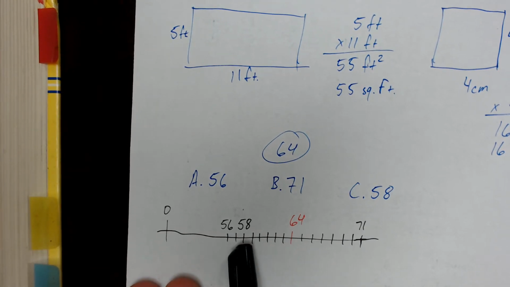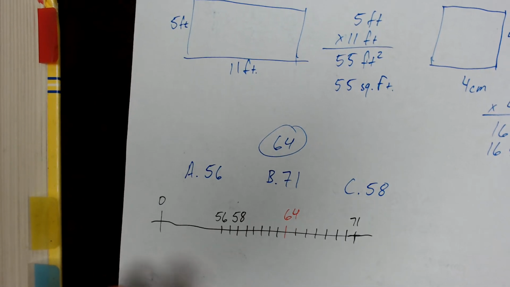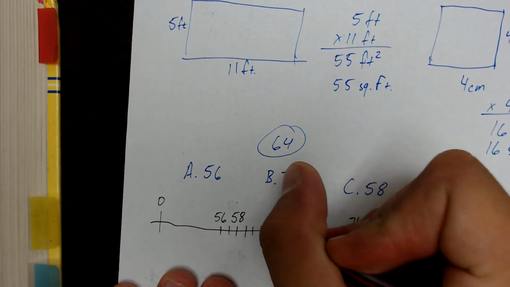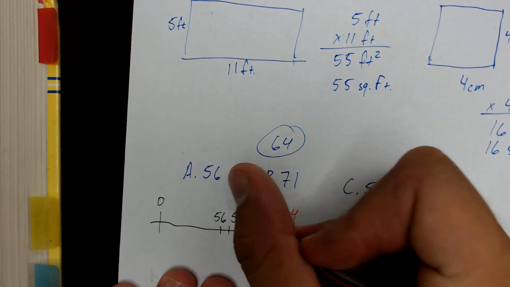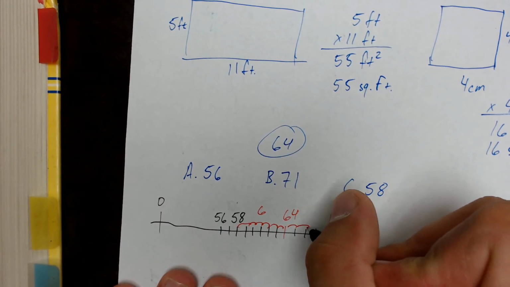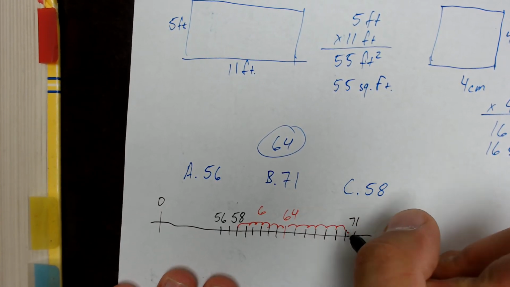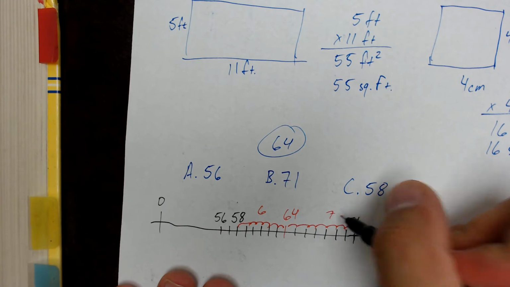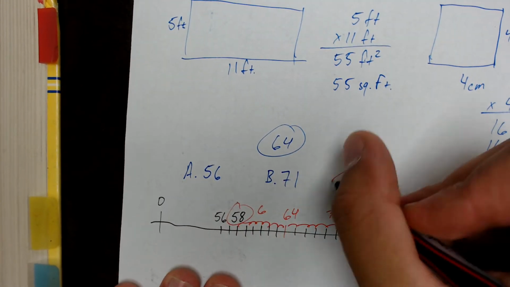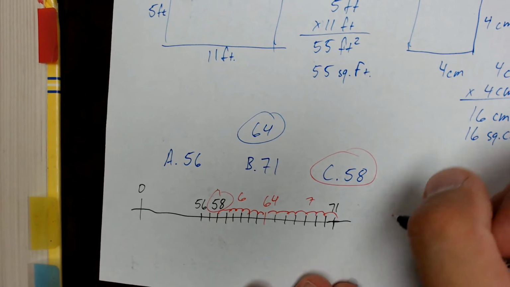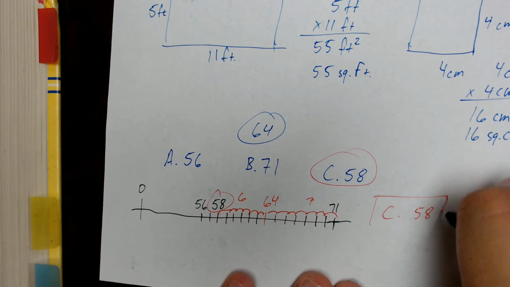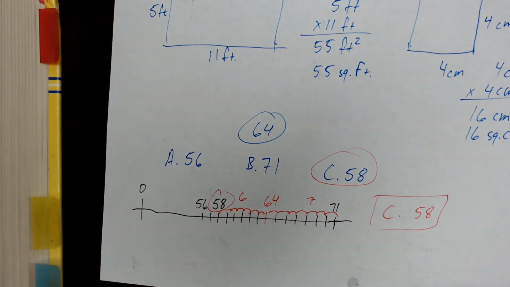But what's closer, 58 or 71? Let's count the spaces. Let's see here. We've got 1, 2, 3, 4, 5, 6 spaces to 58. And then I've got 1, 2, 3, 4, 5, 6, 7 spaces to 71. So the closest number to 64 is in fact 58. So for my answer, I'm going to go ahead and write C, number 58, and that will be my final answer. Now, that's the number line method.